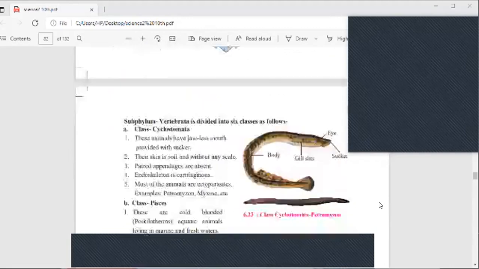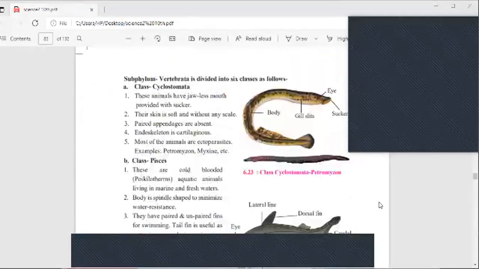Now we'll concentrate on the first class of this Vertebrata, that is called Cyclostomata. Cycle means looking like a ring. Rings are there in a bicycle, you know. Stomata means mouth. So the mouth of these animals is jawless. Jaws are absent, upper jaw and lower jaw are not there, and that mouth is provided with a sucker. Suckers are there for sucking blood from the host body, like a leech.